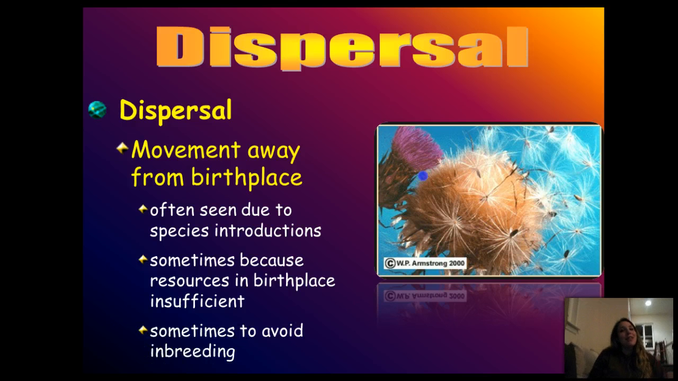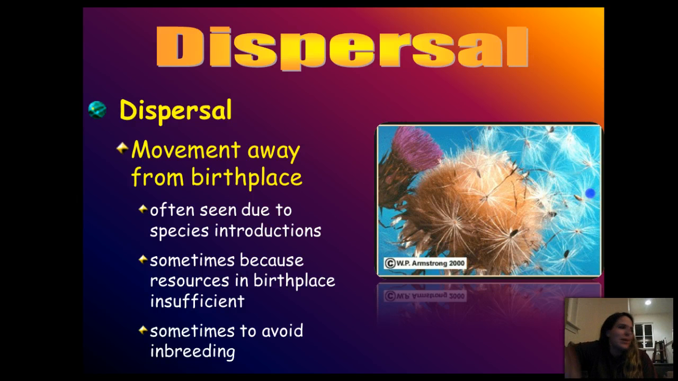But sometimes, and I think this is very interesting, organisms disperse to avoid inbreeding. And you see this especially in plants. For example, this thistle right here, these little seeds are produced from the parent plant, and the wind carries them away so that they can fertilize somewhere else away from their parent. And this keeps them from fertilizing with their parent. So it's a way of avoiding inbreeding.